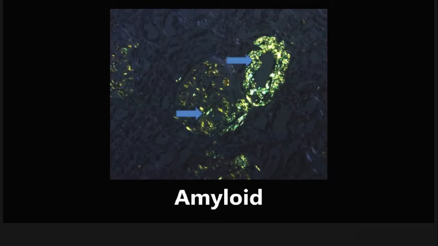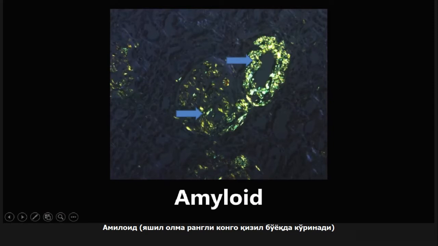This is going to be apple green birefringence on Congo red stain depicting amyloid. So that whole phrase, this image, is very, very high yield. Let me say it again. Apple green birefringence on a Congo red stain. If you hear that or if you see this image, you want to be thinking about amyloid and amyloidosis immediately.